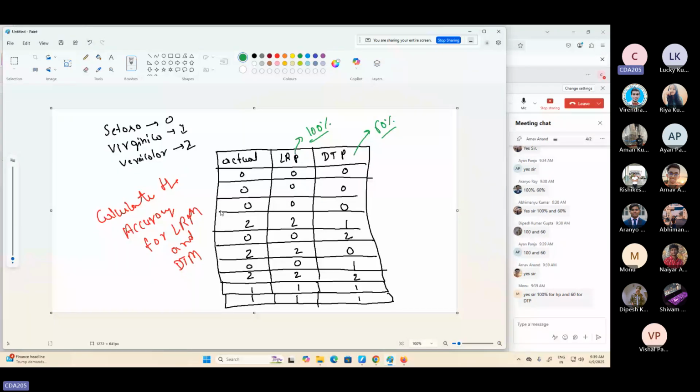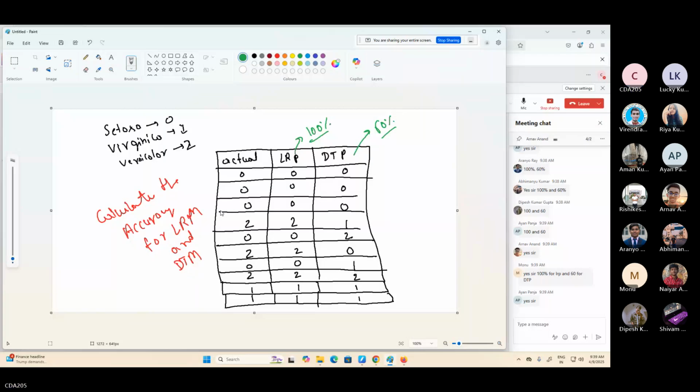The same logic is there when we talk about binary classification and multi-class classification. The same concept we have applied.